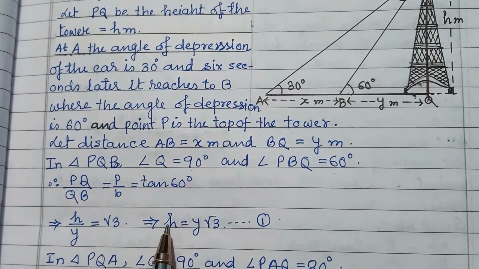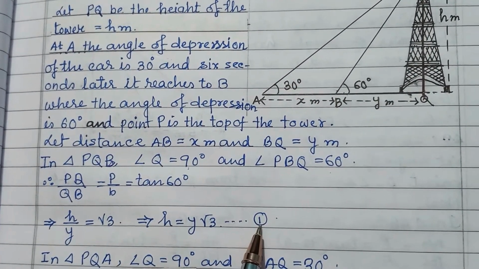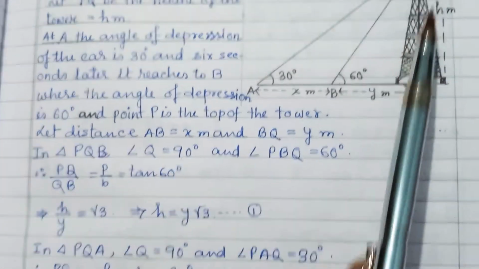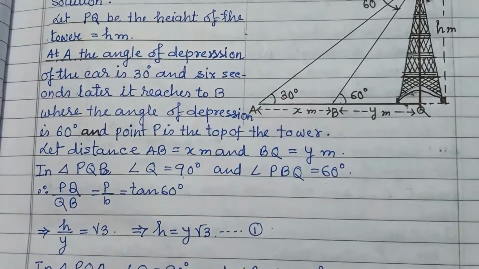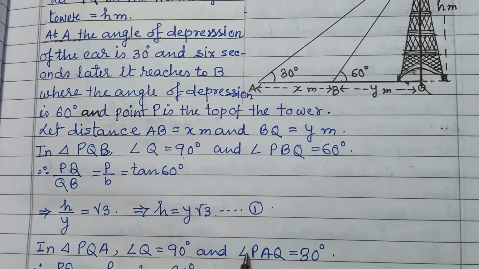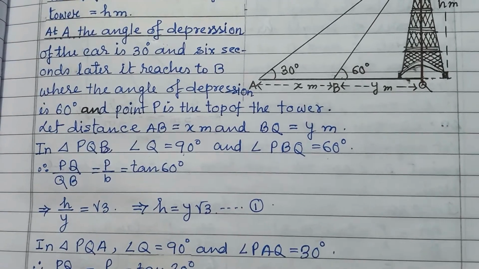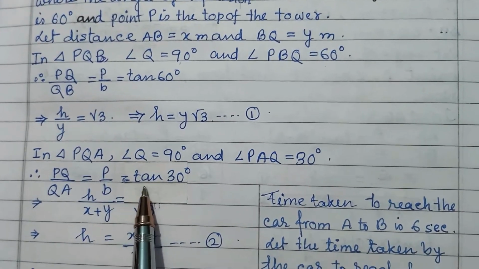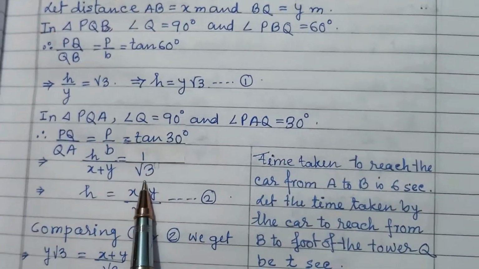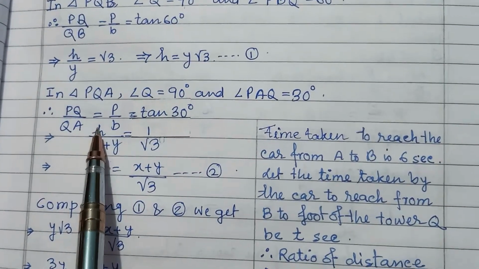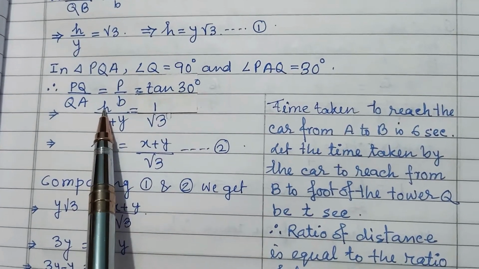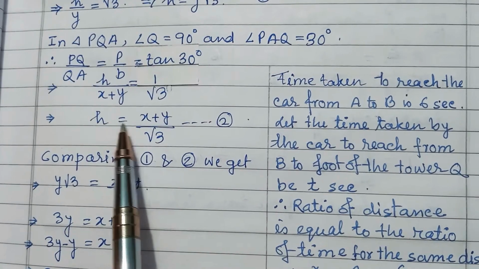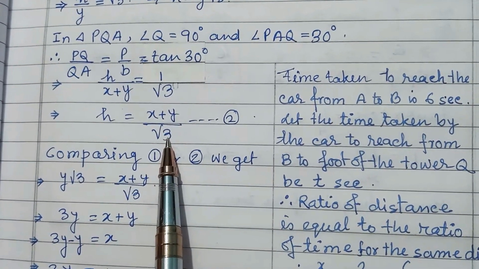So h is equal to y root 3. It is the first equation. In the second equation, you have to take another right angle triangle PQA. In PQA, angle Q is 90 degree and angle PAQ is 30 degree. So PQ upon QA is perpendicular upon base, so it is tan 30 degree, which is 1 upon root 3. So h is equal to x plus y upon root 3.